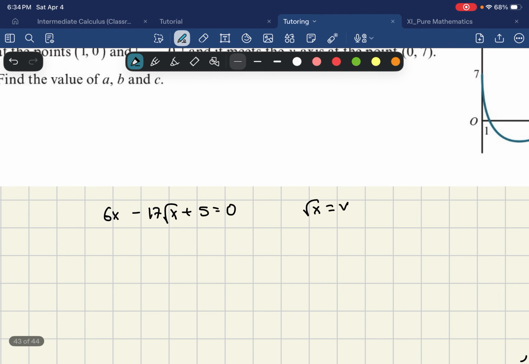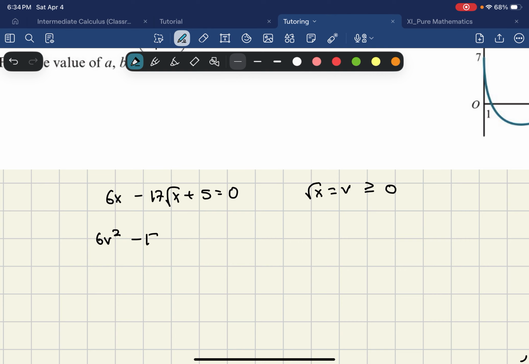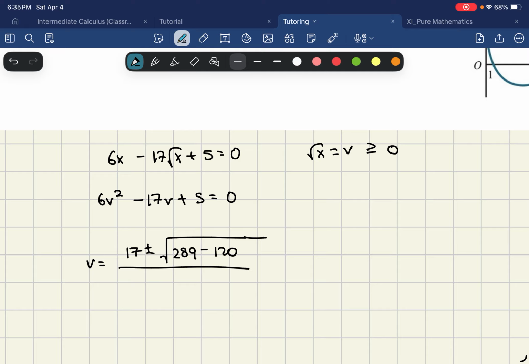Right. So square root of x is just going to be v, where v is bigger than or equal to 0. So I have 6v squared, because x is just square root of x squared, minus 17v plus 5 is equal to 0. And you can solve this quadratic equation. V is 17 plus or minus the square root of 17 squared, which is 289, minus 4 times 6 times 5, that is 120, divided by 12.